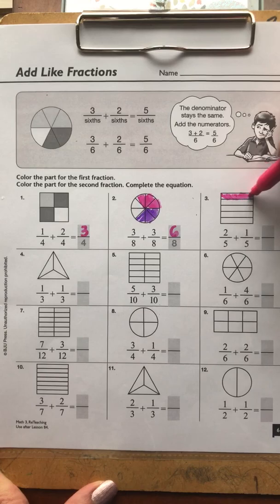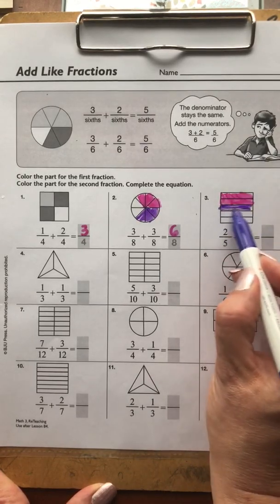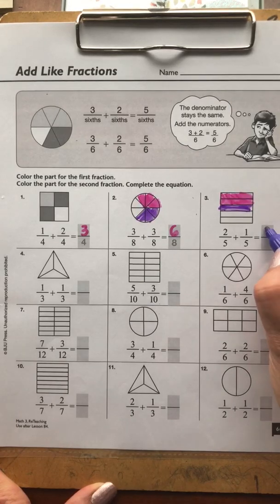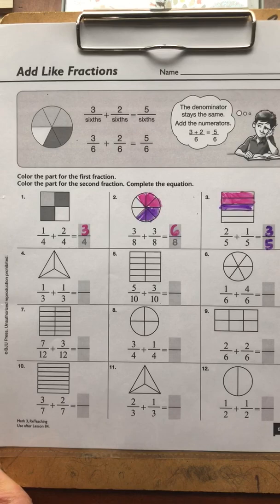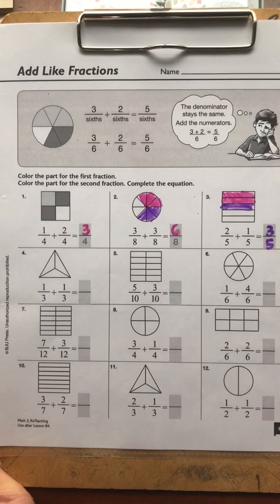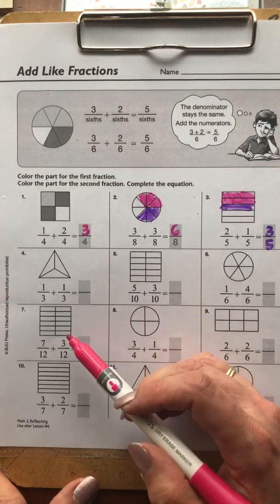Our first fraction is 2/5. So I'm going to color in 2 of those rectangles, and I'm adding 1/5 more. 2 plus 1 equals 3. And remember, the denominator stays the same. So my answer is 3/5. Great job. Let's go down. Let's look at number 4.